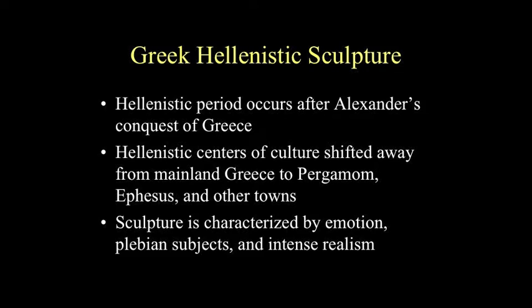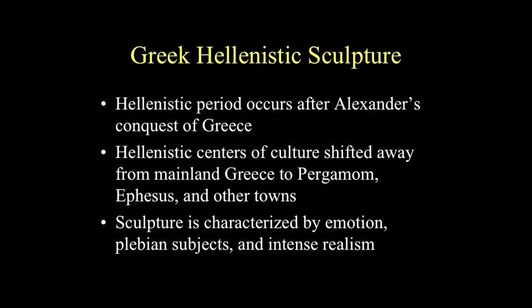So as we mentioned, the Hellenistic period begins after Alexander's conquest, specifically actually after his death in 323. And we've also mentioned already that the center of culture really tends to shift away from the Hellenic centers of Athens, etc., and moves towards Turkey and places like Ephesus, also Alexandria and Egypt.